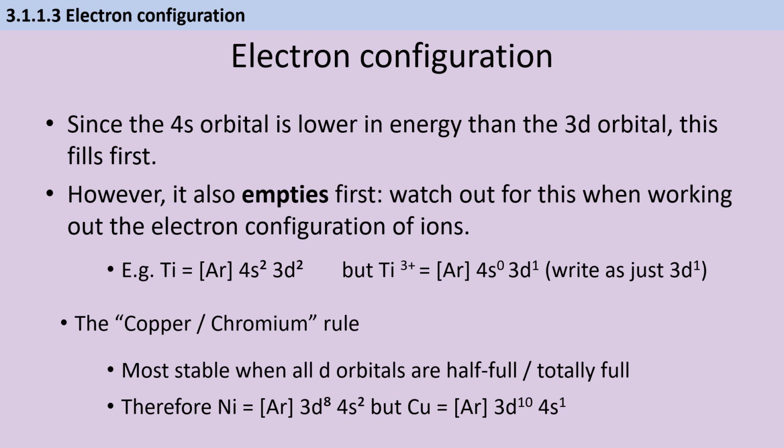The other rule that might trip you up is what I refer to as the copper and chromium rule, because these are the 2 elements that you're most likely to encounter it with. We know that atoms are more stable when either all of their d orbitals are full or all of their d orbitals are half full. In other words, having 3d5 or 3d10 is much more stable than 3d4 or 3d9. And therefore, when for instance we get to nickel, we would have 3d8 4s2 because that 4s is filled up first. But then when we get to copper, we take one of those electrons back from 4s and use it to top up the 3d, so that we actually get to 3d10 rather than 3d9.